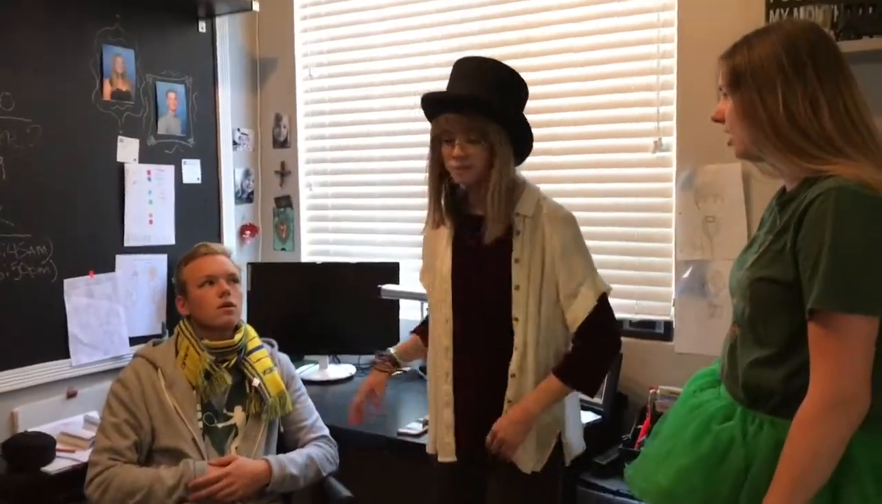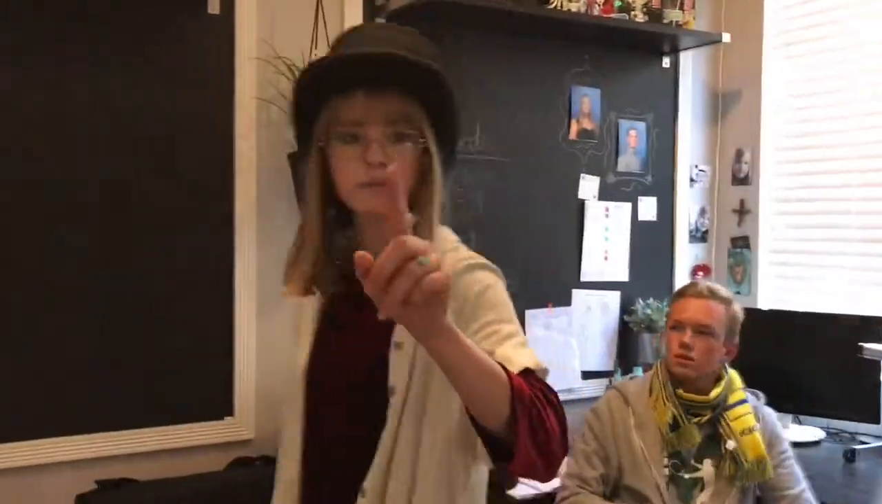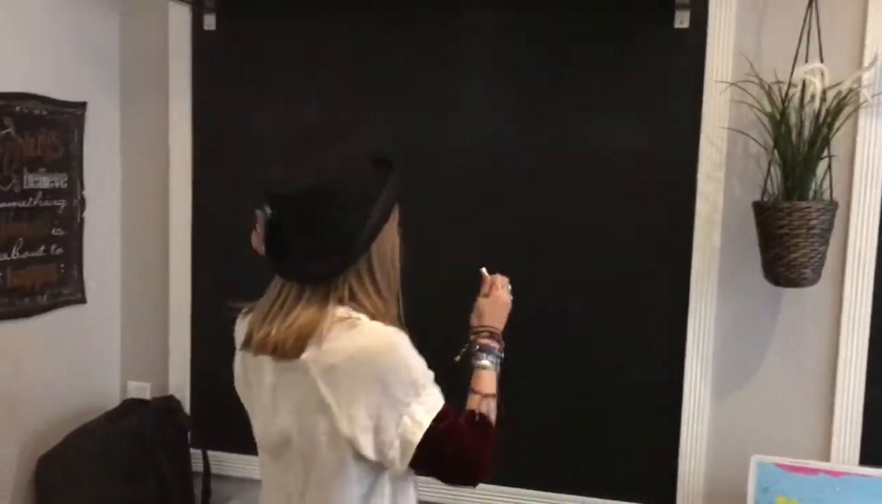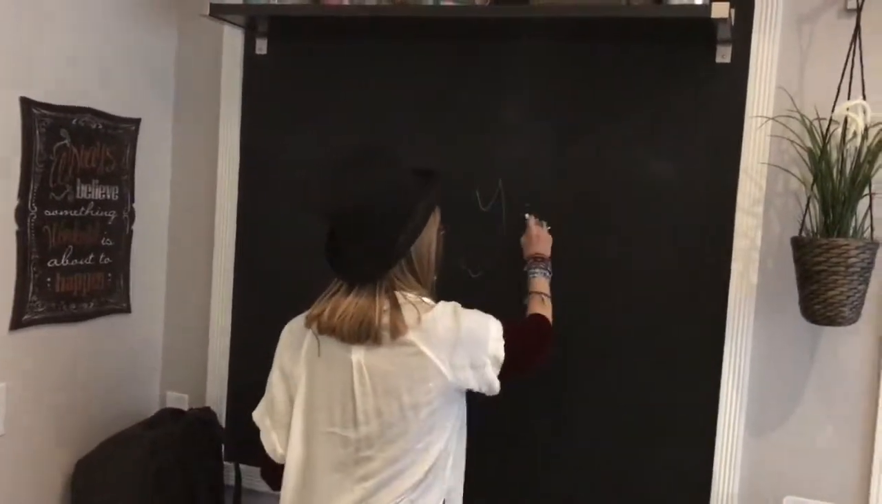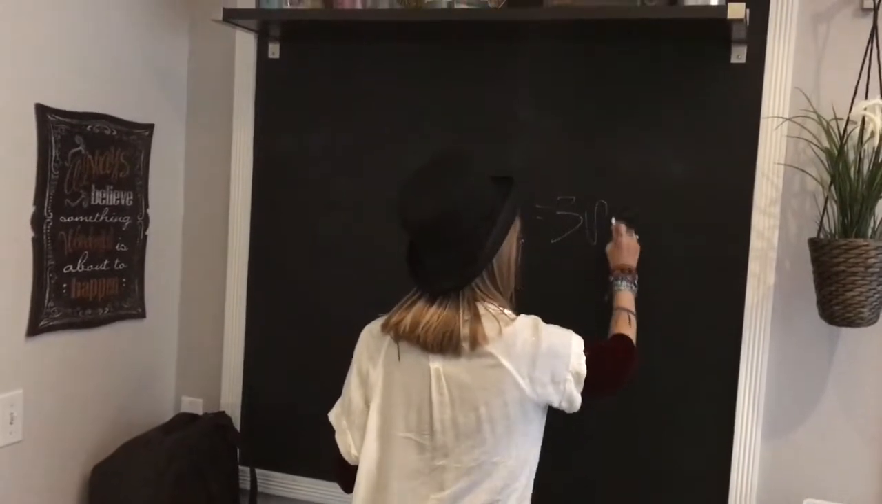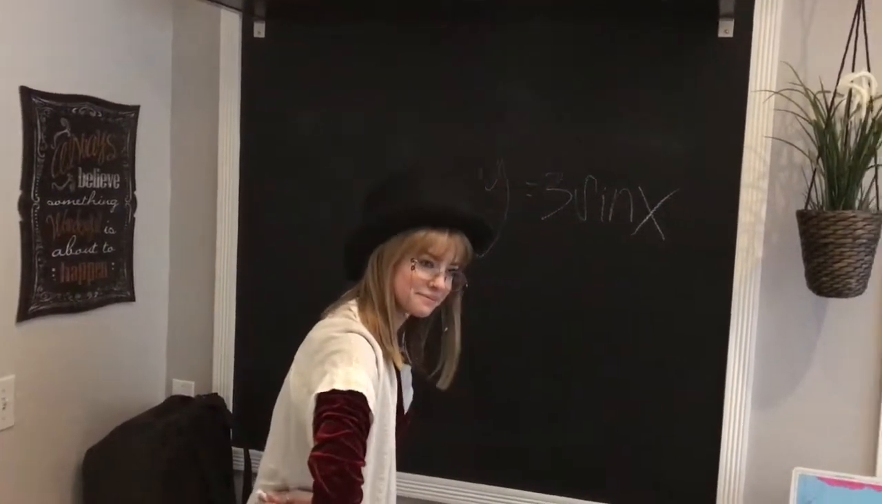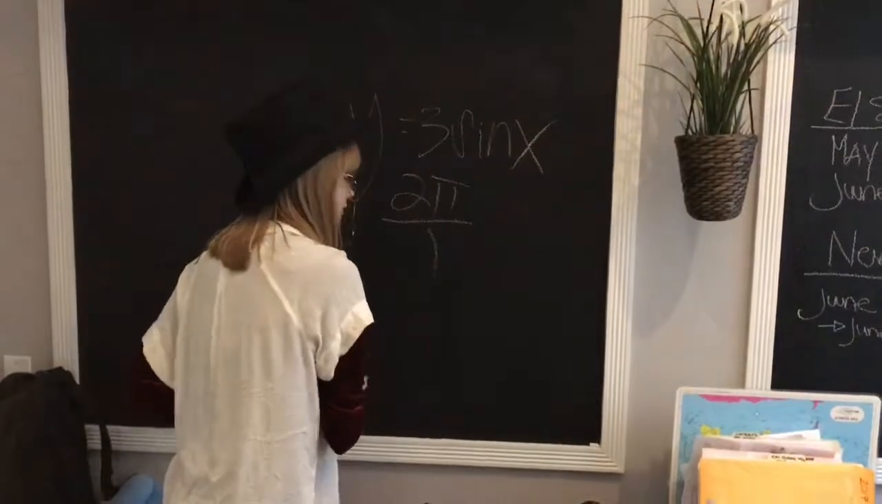But wait, my period hasn't completed its full cycle. I don't know when it should stop. Well, that's fine. All you need to do is divide 2 pi by b. So, for example, say your equation is y equals 3 sine x. You would divide 2 pi by 1. Precisely. So my period stops at 2 pi? Yeah!